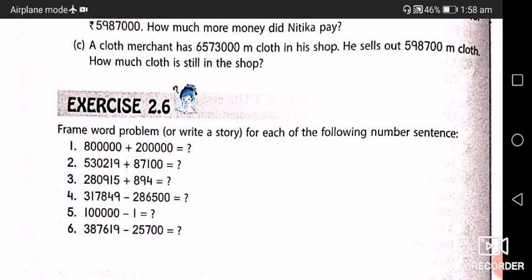Now the second one, if you want to write something else, then: a person bought a car costing rupees 8 lakh and a bike costing rupees 2 lakh. How much money did he spend, or what is the total cost of both? That also you can write.